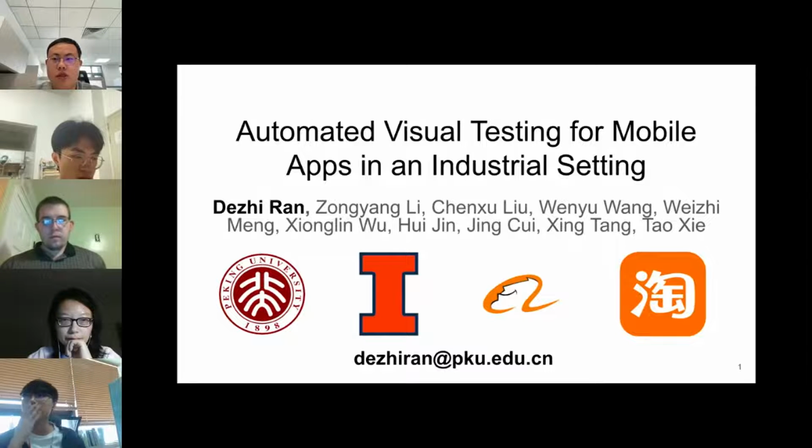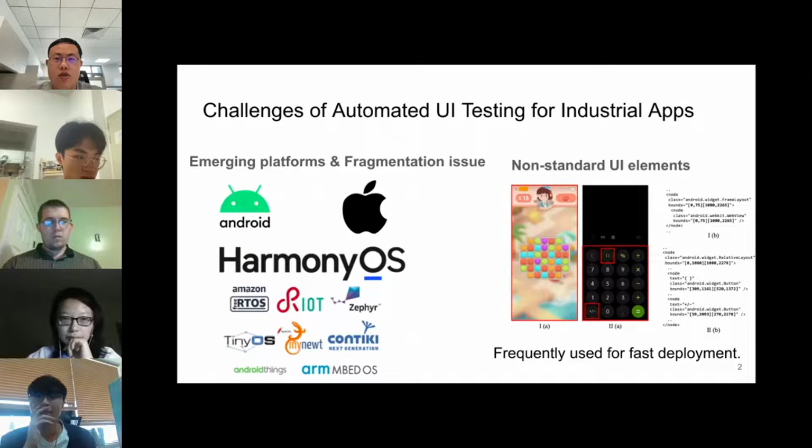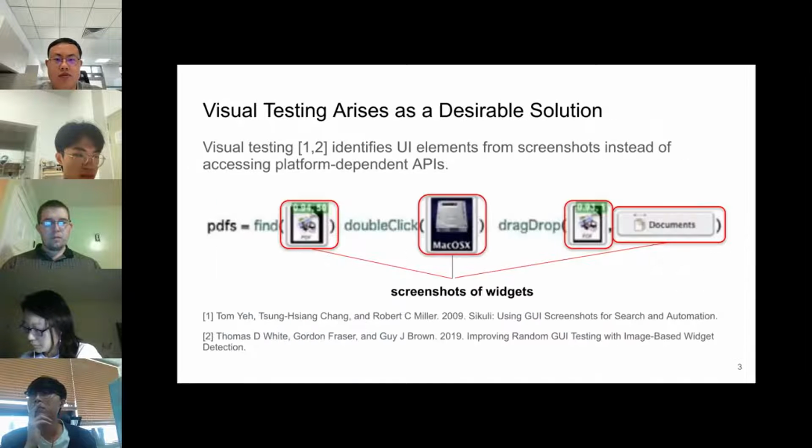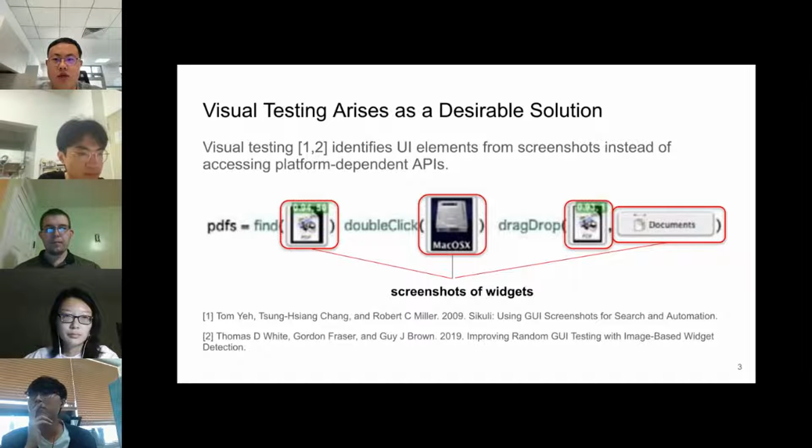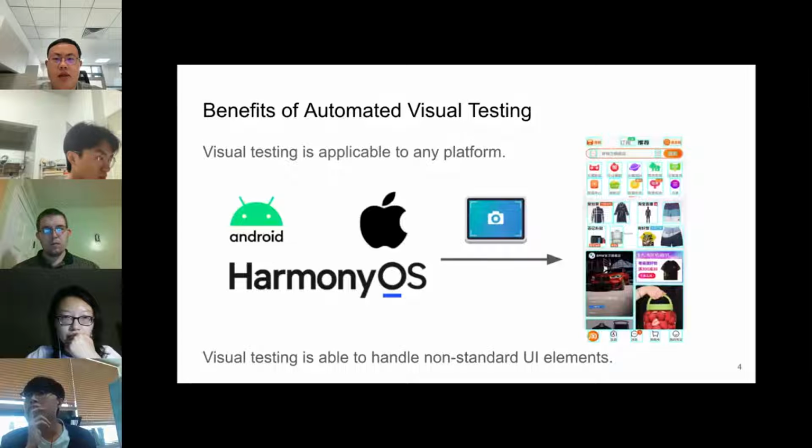First, industrial apps work on multiple platforms. Second, industrial apps frequently use non-standard UI elements, whose internal structures cannot be obtained by platform-dependent APIs. To address these challenges, visual testing arises as a desirable solution. Visual testing identifies UI elements from screenshots instead of accessing platform-dependent APIs. Here is an example of visual testing in Sakuli, where widgets are represented as images.